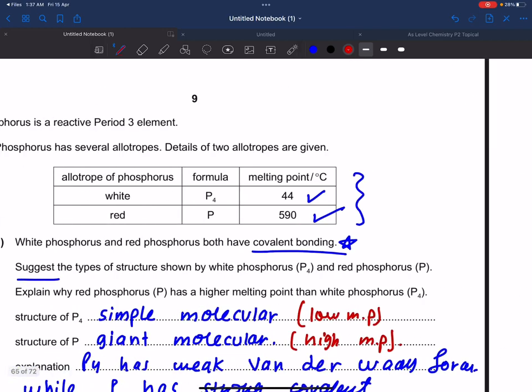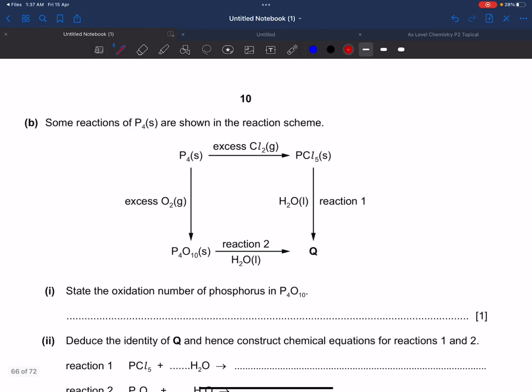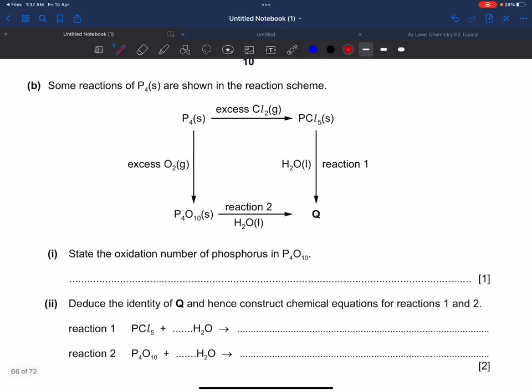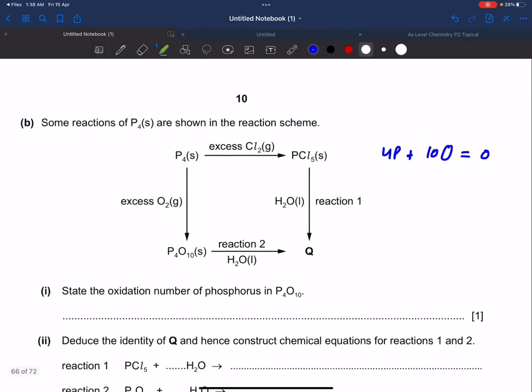Some of the reactions of P4 solid, which was what? Red phosphorus, I think, or white. It was white phosphorus, shown in the reaction scheme. What is the oxidation number of phosphorus in this? Okay, I told you every compound is 0. So there are 4 phosphorus and 10 oxygens. This is oxygen, right? 10 oxygens, equal to 0. Every compound on its own is 0. I'm just repeating it again, it's very important: it is 0.